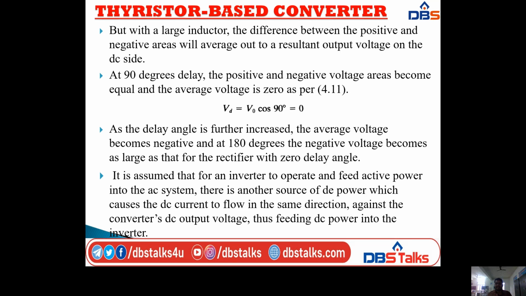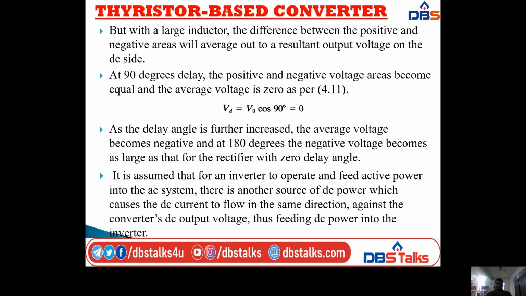As the delay angle is further increased above 90 degrees, the average voltage becomes negative, and at 180 degrees the negative voltage becomes as large as that for the rectifier with zero delay angle. Next, it is assumed that for an inverter to operate and feed active power into the AC system, there is another source of DC power which causes the DC current to flow in the same direction against the converter's DC output voltage, thus feeding DC power into the inverter.